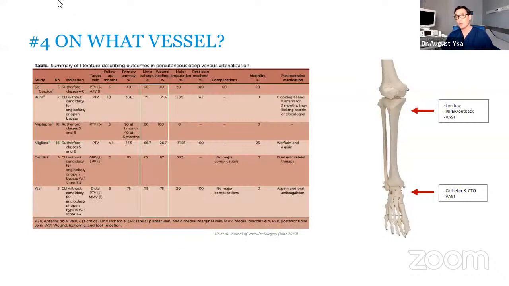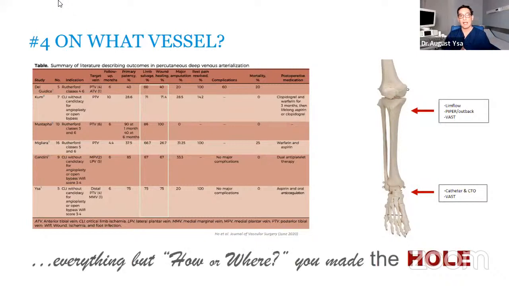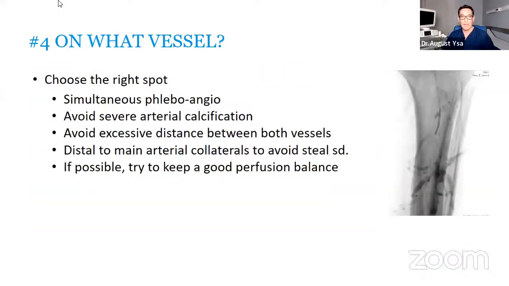And if you have a look at this review published last year in the Journal of Vascular Surgery, you can see that the limb salvage rates and the wound healing rates are pretty similar, regardless of the location or the way you perform your connection. So it seems to be related to everything but the hole.